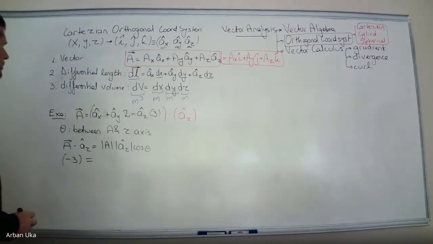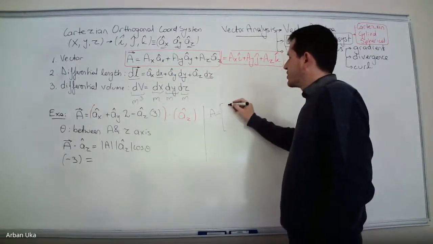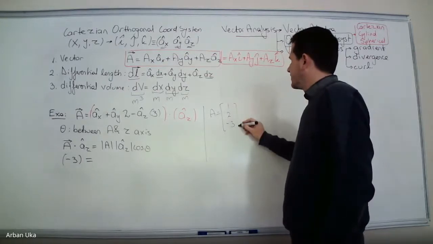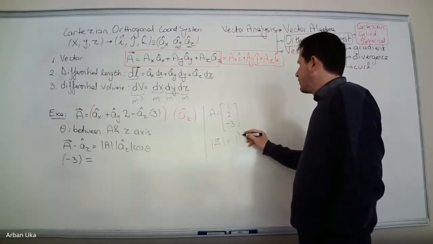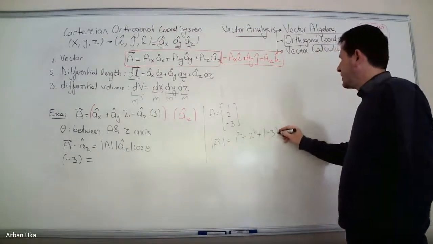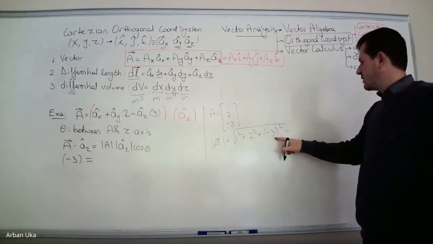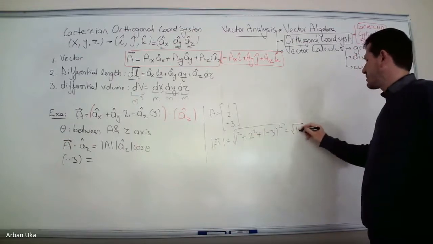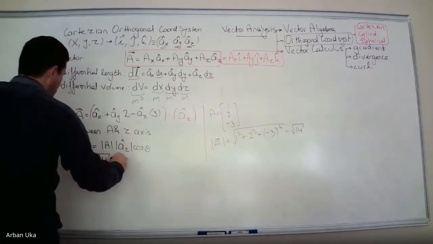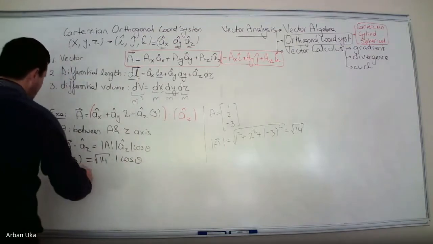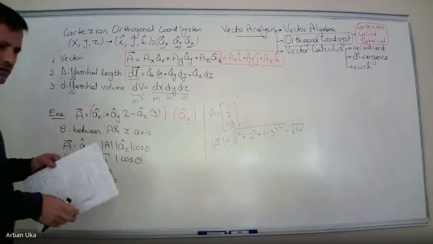And what is the magnitude of A? A has projections 1, 2, minus 3. Then the magnitude of vector A is the square root of 1 square plus 2 square plus minus 3 square. It's like the Euclidean distance, which is the square root of 1 plus 4 plus 9, the square root of 14. That's good. So then it's equal to the square root of 14 times 1 times cosine theta. In this case, cosine theta is equal to minus 3 over the square root of 14.